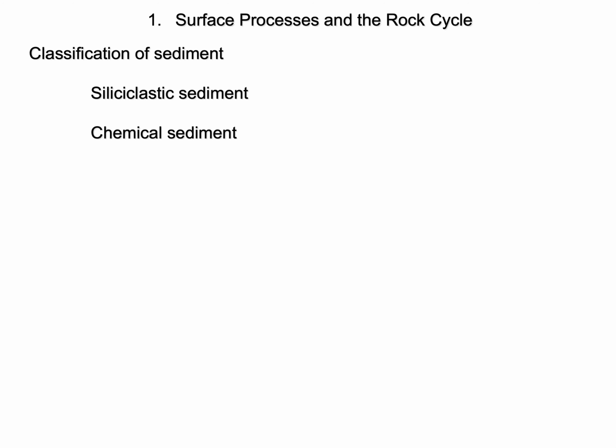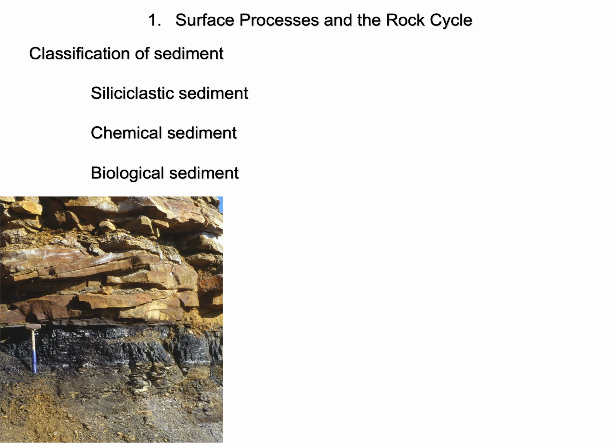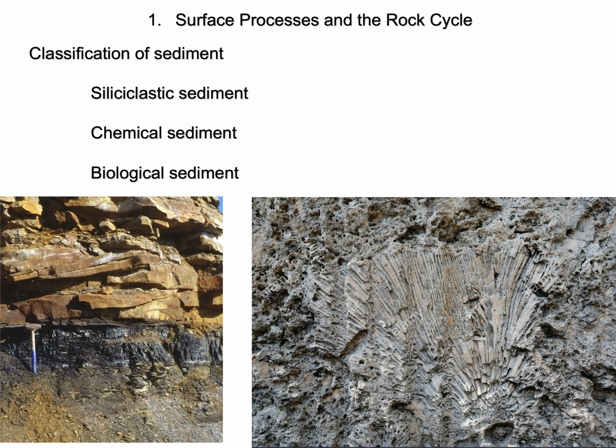This is what would be derived in an evaporating lake or an evaporating marine deposit. Lastly, we have biological sediment. This is composed of the bits and pieces of plants and animals, most readily seen in coal, made up of plants, or a coral reef made up of corals and algae.